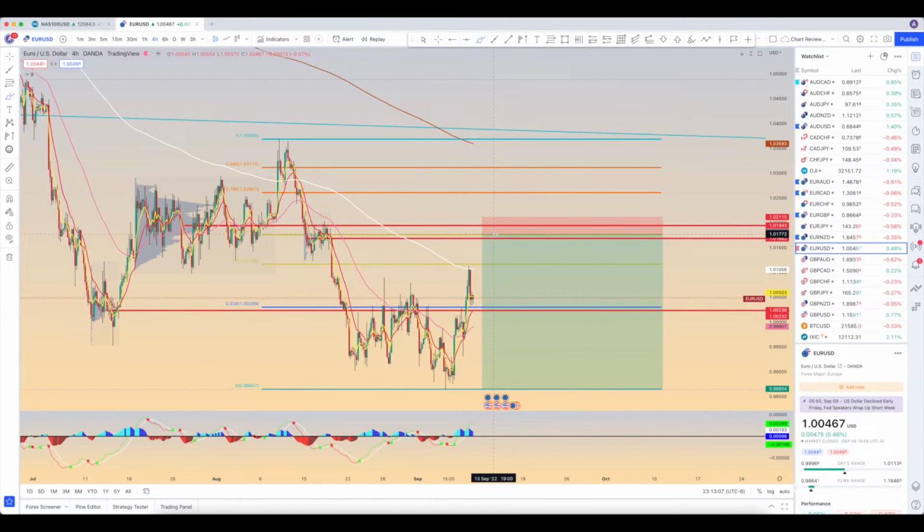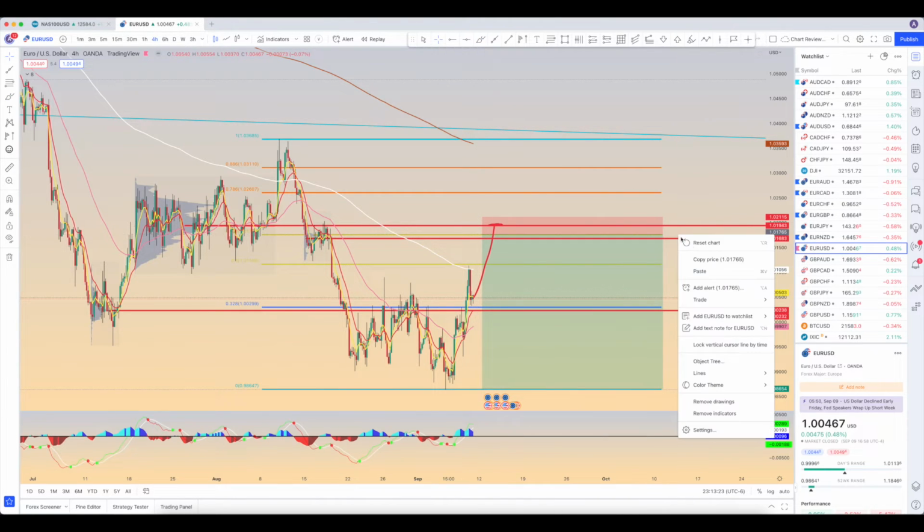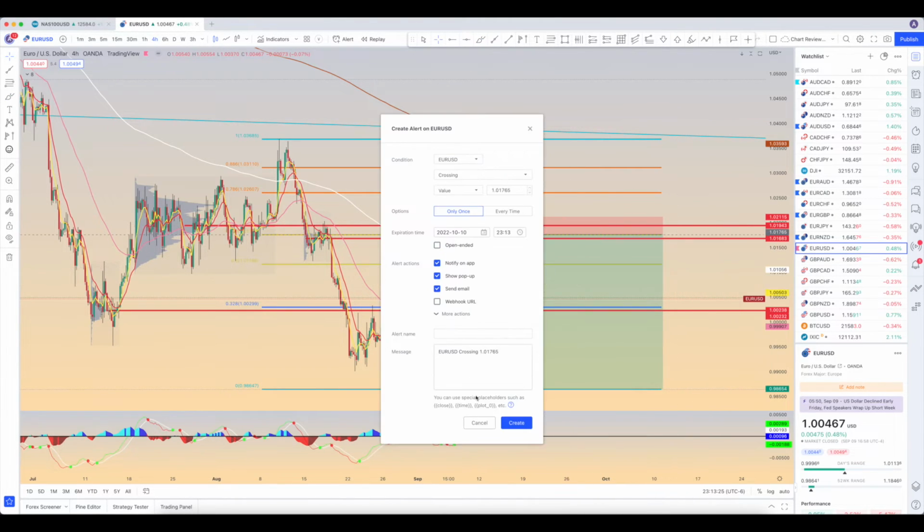If it does cross this area and ends up going up, I'm not going to take a sell limit at any point here. I'm going to wait to see how high it actually goes, maybe rejecting off this line. But once it crosses an alert that I'll set right now, all right, add alert.